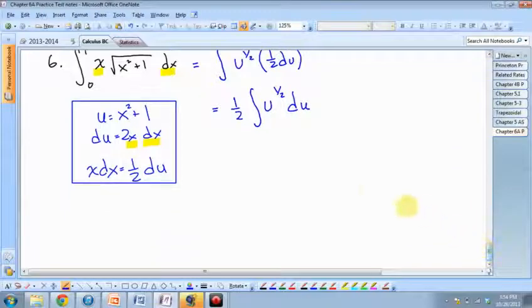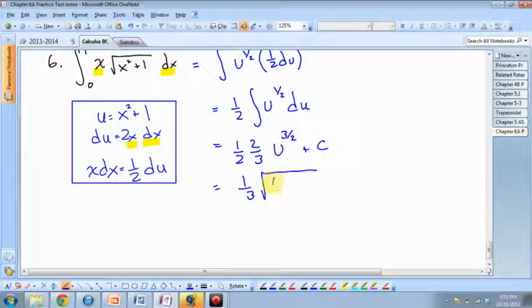Let's try and make this quicker. 1/2 plus 1 is 3/2. This is 1/2 times 2/3 u to the 3/2 plus constant. So 1/3 of the square root of x squared plus 1 cubed. I know this is a definite integral, so I'll just replace it now. 0 to 1.